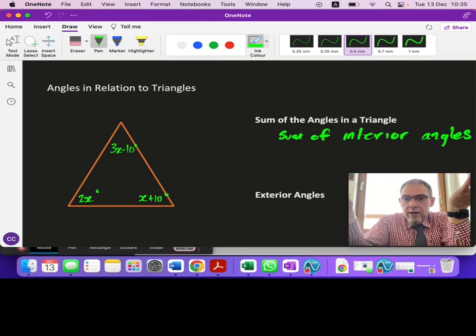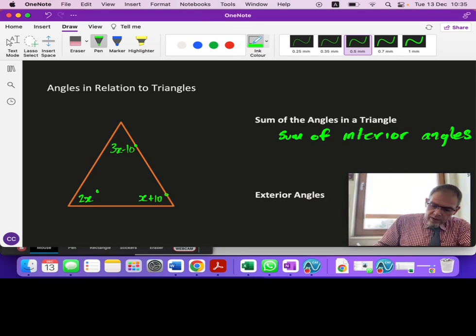Well, we're going to use that idea. Sum of the interior angles of a triangle is always 180. So 2x plus 3x minus 10.